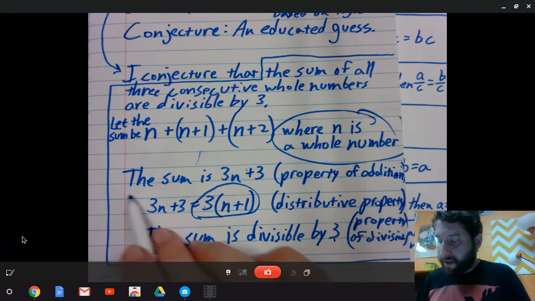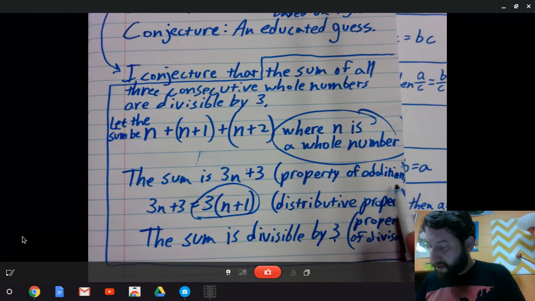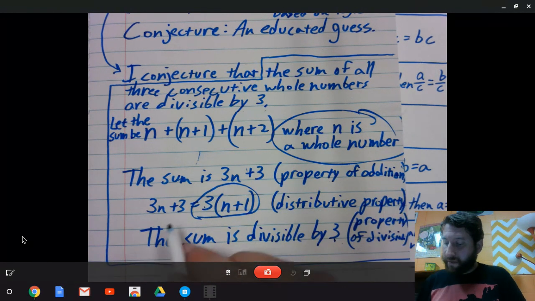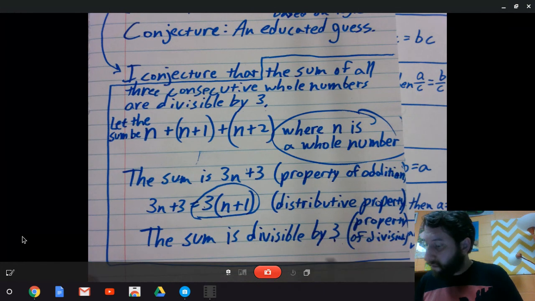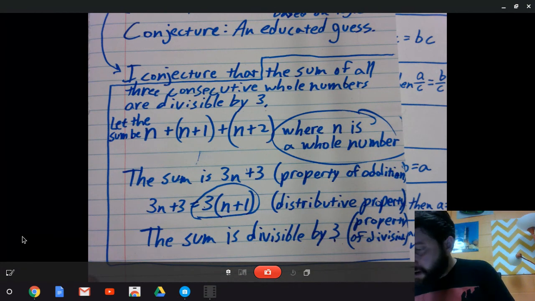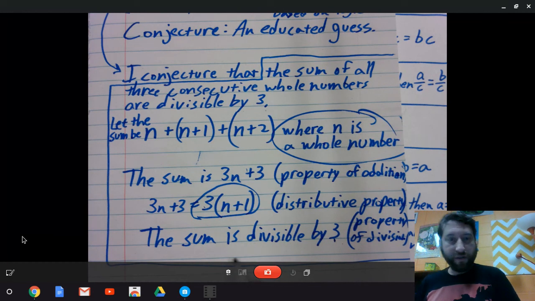Great. The sum is 3n plus 3, property of addition. Great. 3n plus 3 equals 3 times n plus 1, distributive property. Great. The sum is divisible by 3, property of division. So we have proved it.